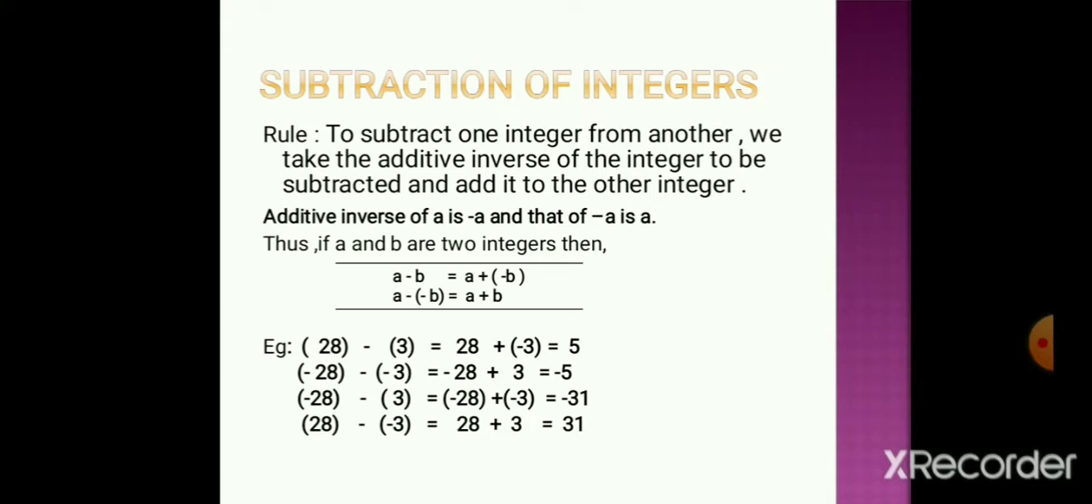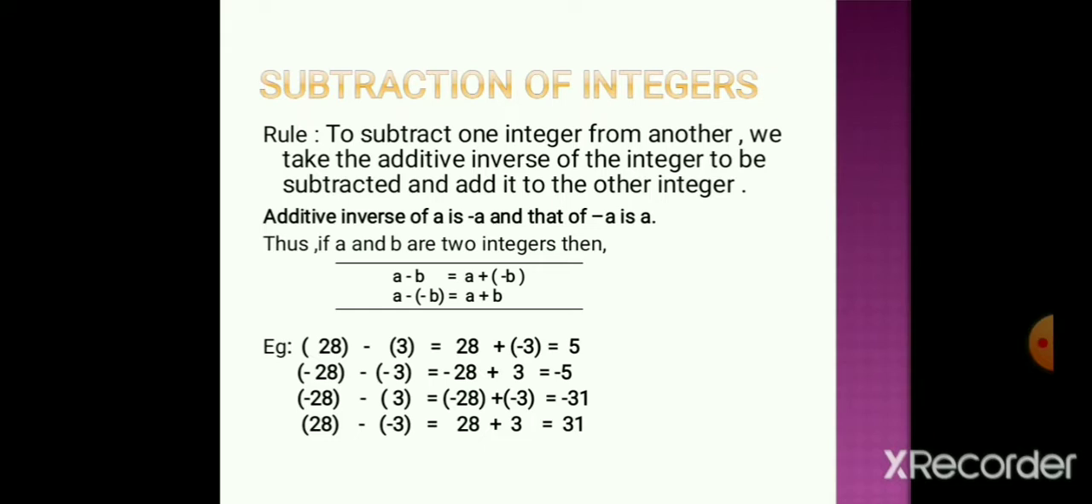Okay. Then it is given that a minus b. You have to subtract b from a. Then what you have to do? You have to write it as the first number plus the additive inverse of the second. Here the second one is plus b, so the additive inverse of plus b is minus b. So a minus b becomes a plus minus b.